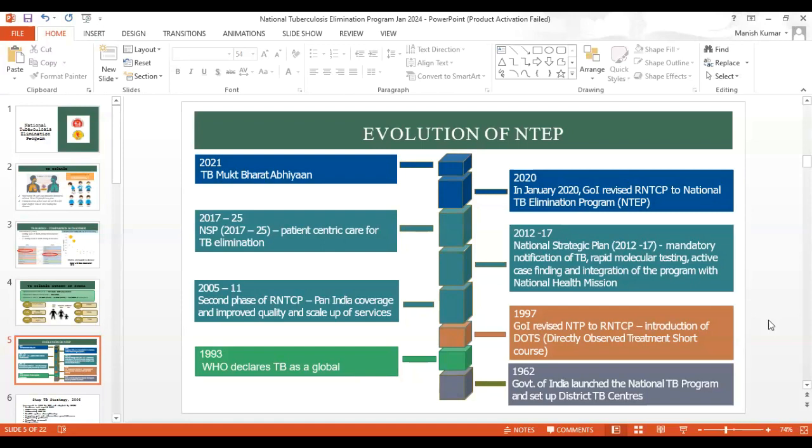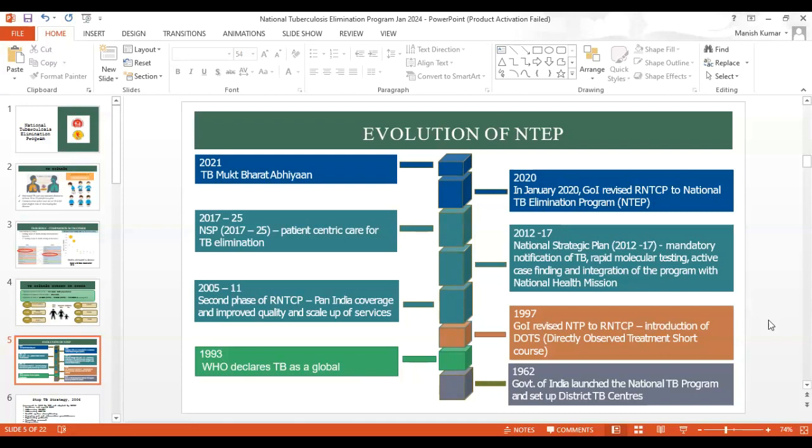In 2012 to 17, the Government of India came up with a national strategic plan. Most government health programs have a strategic plan, whether it was malaria or leprosy. The government has a strategic plan which talks about how they are going to proceed further. So they came up with a national strategic plan in 2012 to 17, and then it was revised again.